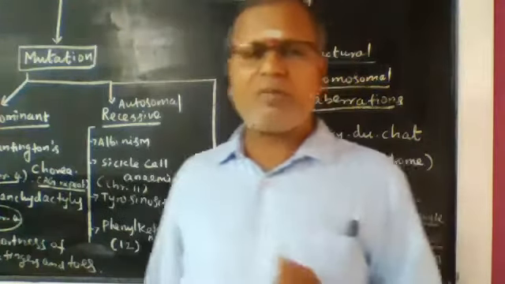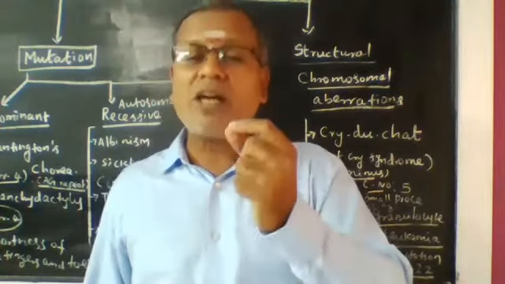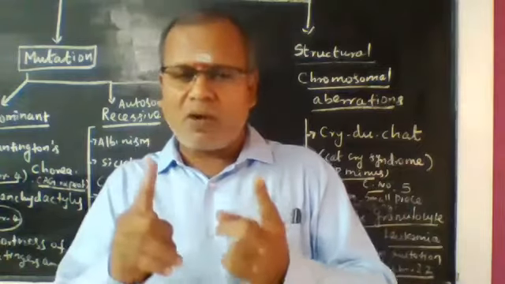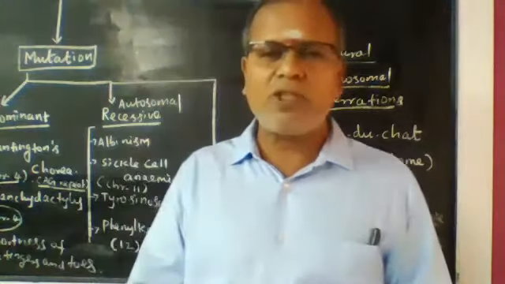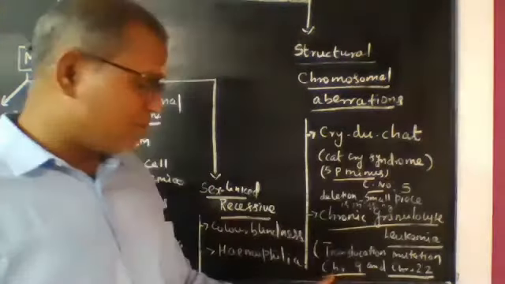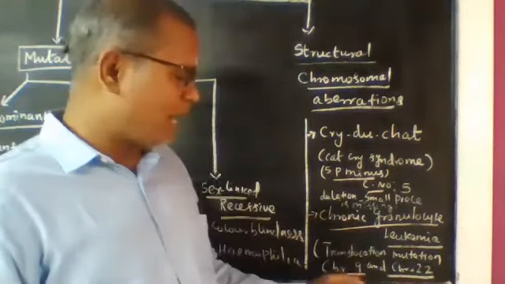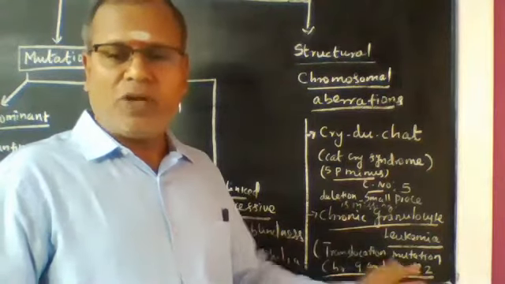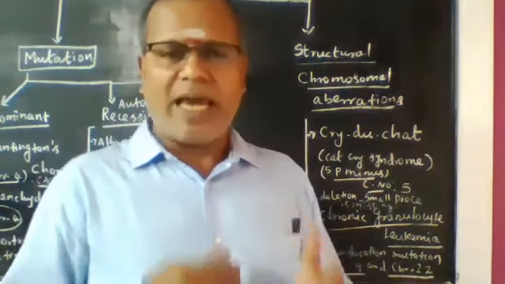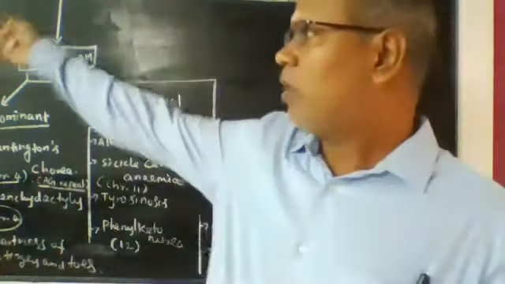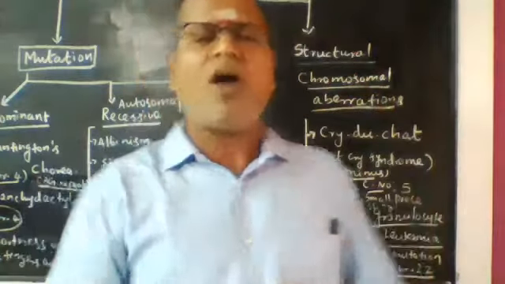Actually, exchange of genetic material between the non-sister chromatids of homologous chromosomes is said to be crossing over, which takes place during meiosis. But here, exchange of genetic material takes place between non-homologous chromosomes, between chromosome number 9 and chromosome number 22. It is also known as illegitimate crossing over. So these are the heritable diseases due to either numerical chromosomal aberration, structural chromosomal aberration, or mutations.